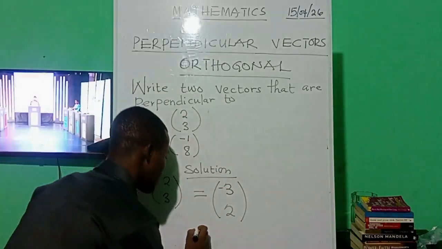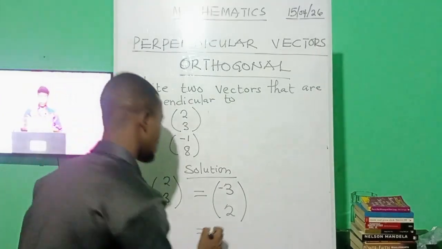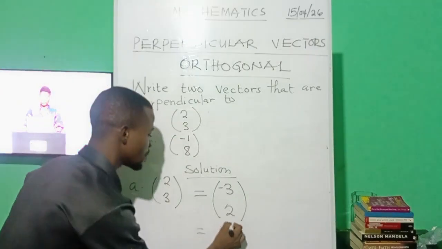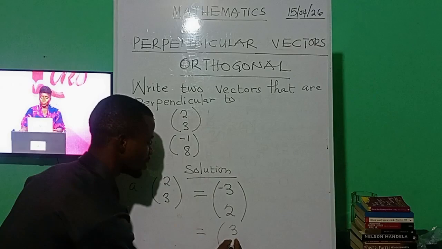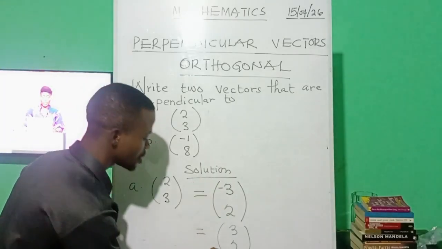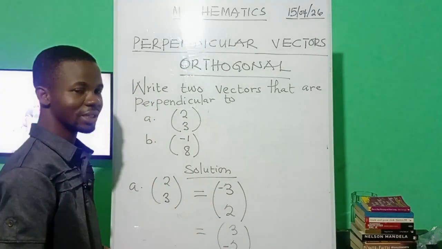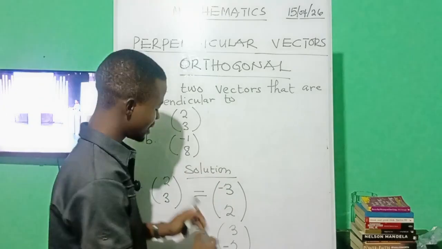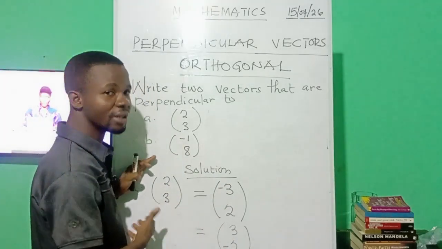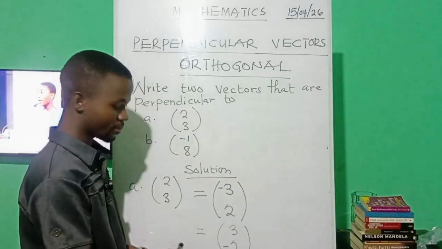The other vector that is also perpendicular to this, so still you interchange the positions. So you have 3 here and you have 2 here. Now because you've added a negative to this, you add a negative to the other one. These are the two vectors that are perpendicular to this given vector. There are more, but the basic ones is what we are doing.